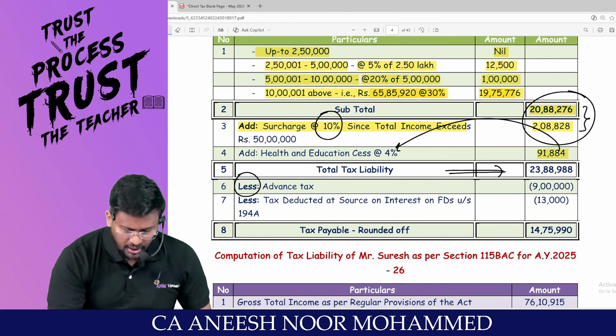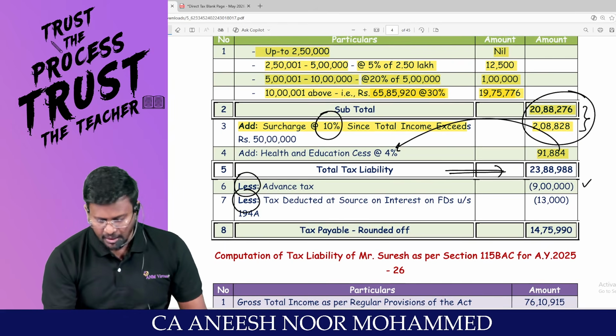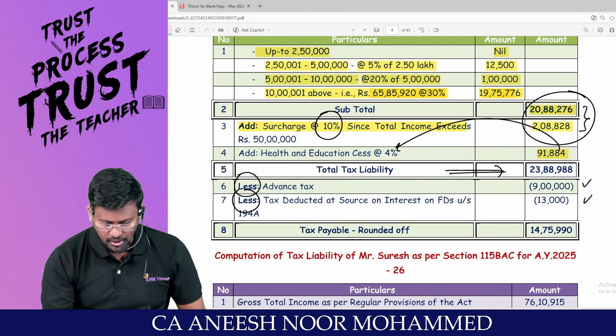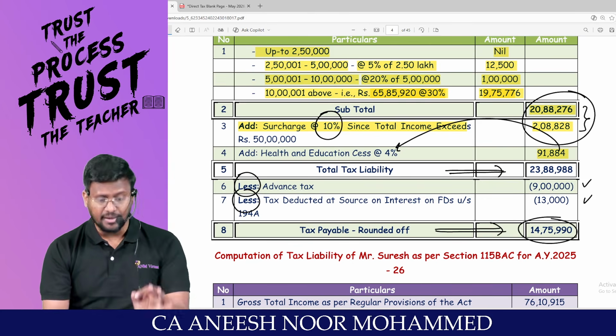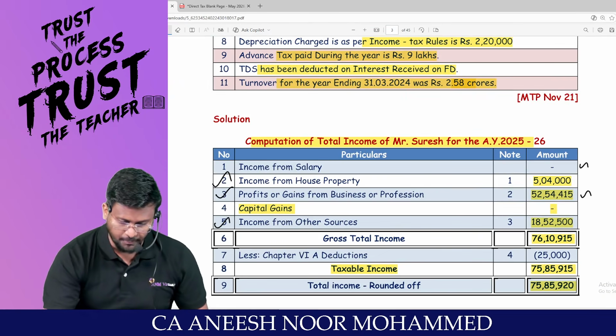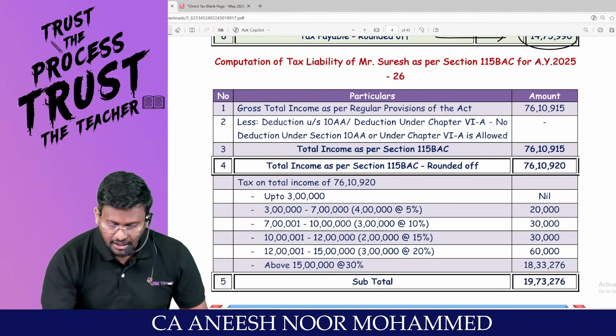In that, the assessee has already paid an advance tax, less tax deducted at source on FD of 13,000. You will be getting tax payable of 14 lakh 75,990 as per the what tax regime? Optional tax regime. Now I am going to move into the default tax regime.